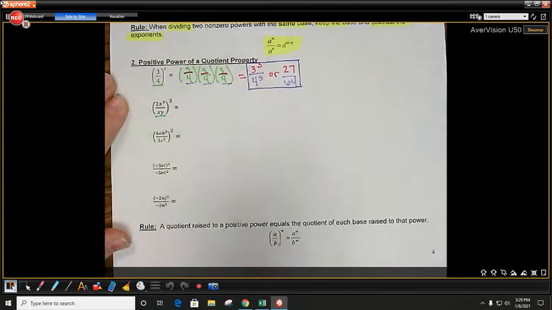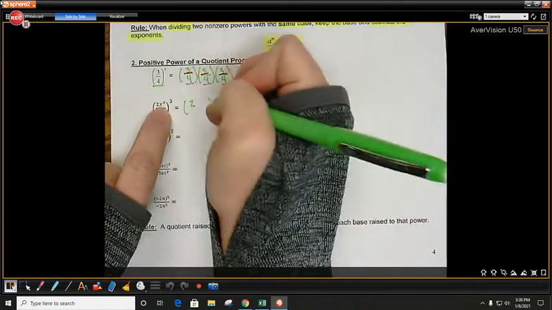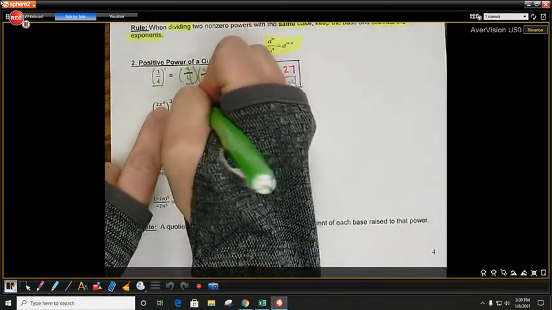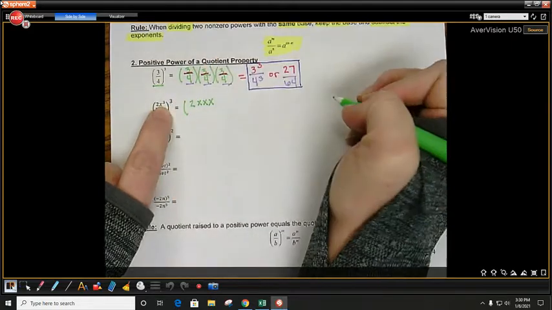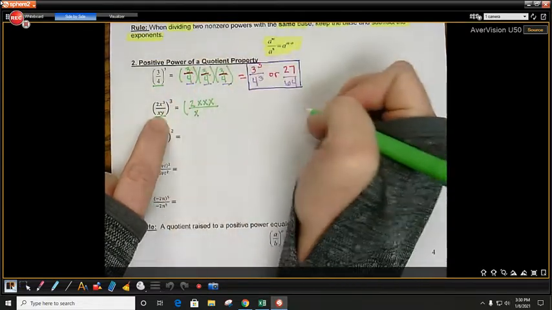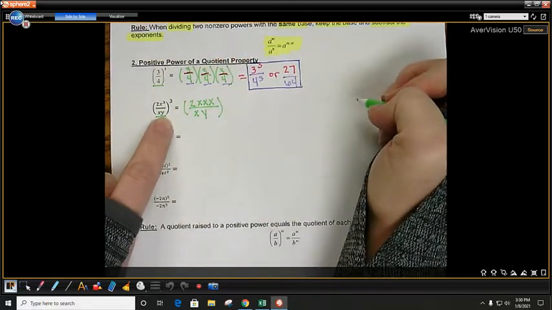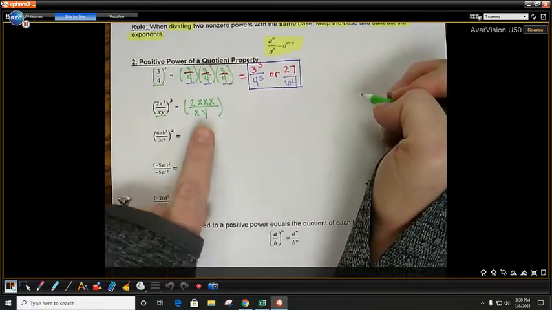So again, I have parentheses to the third power. So I'm going to write my parentheses out 3 times. So I have a 2. Then my x, I'm going to write 3 times because it's x to the third power. Over x, I'm only writing once because it doesn't have an exponent, and I'm writing y once. Well, my parentheses are raised to the third power, so I'm going to write this out 3 times.